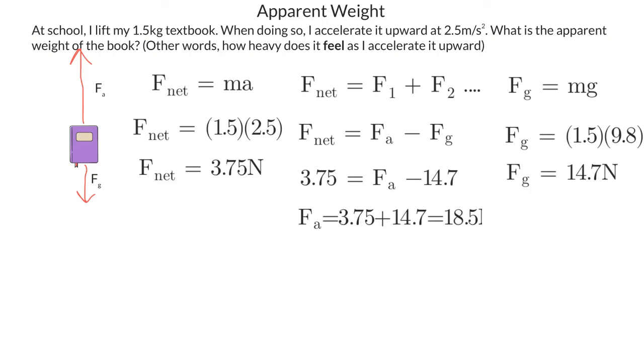And that becomes my answer right here, 18.5 newtons. So in this particular question, this is the actual weight of the textbook, 14.7 newtons. That's Fg. But when I accelerate it upwards at 2.5 meters per second squared, it feels like it has a weight of 18.5 newtons. So that's what apparent weight situations talk about.